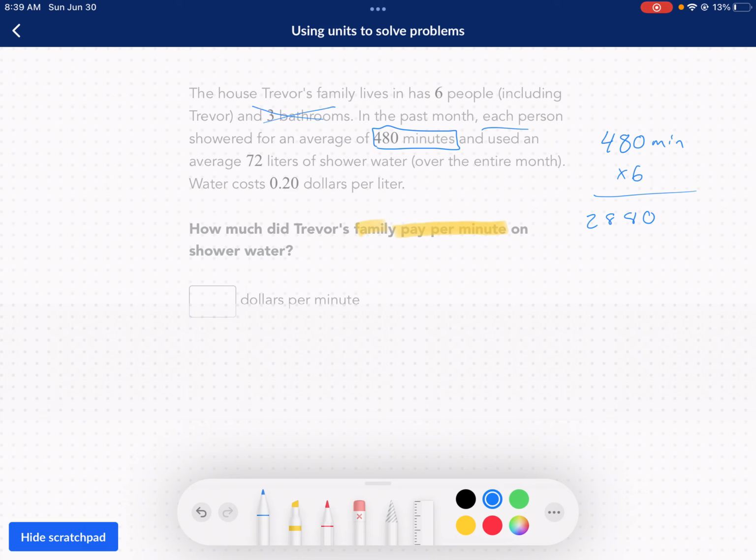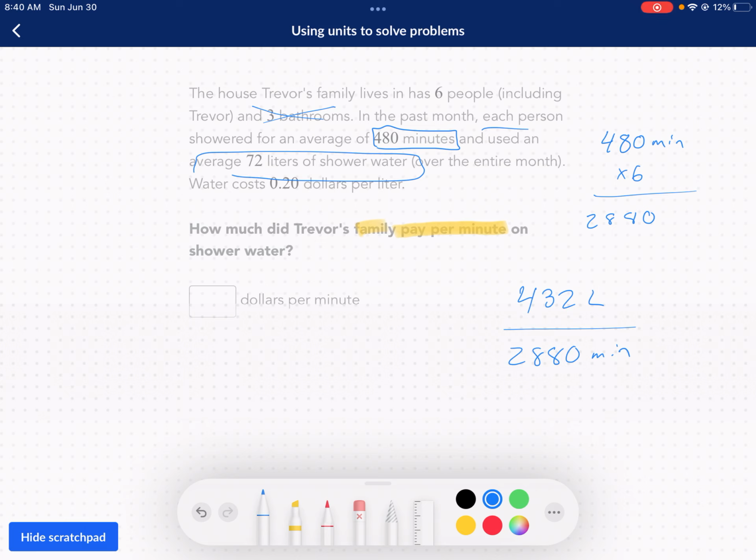Next up, we want to know how many per minute on shower water. We don't care how many liters. Yes, we do. We want to know how many liters of water. They use an average of 72 liters of shower water, and it's 20 cents per liter. So again, we need to do 72 times 6. We get 432 liters. I think that's the abbreviation for liters. So 432 liters over 2,880 minutes.